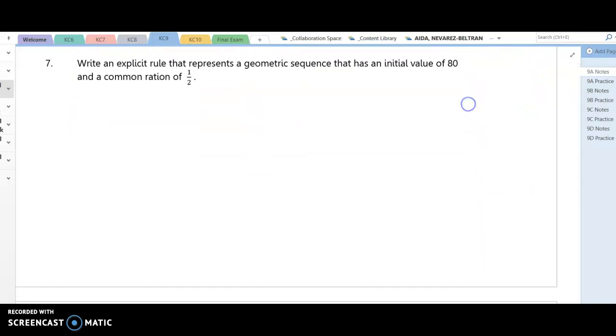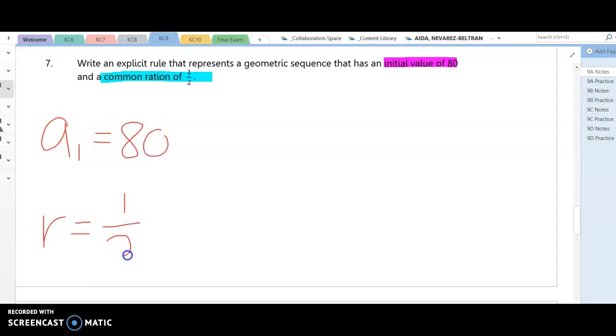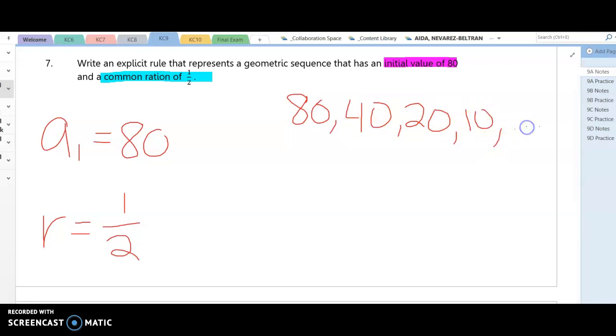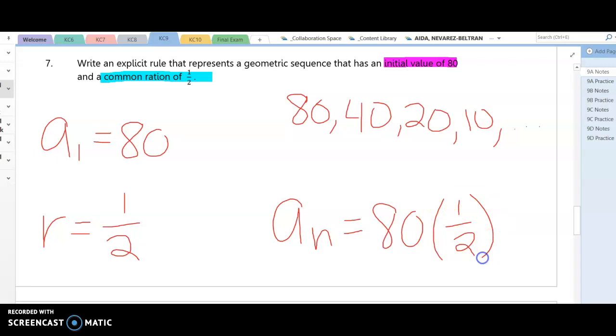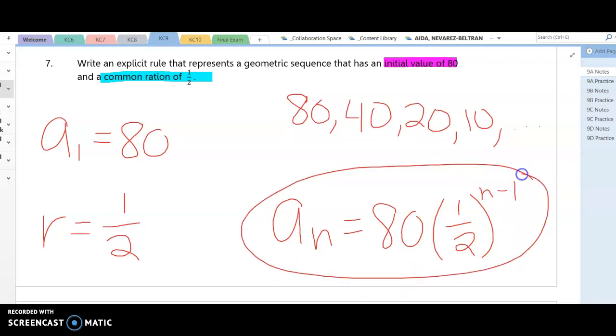Right? And then your next one, it's an explicit rule, represents a geometric sequence, initial value of 80, and then common ratio of 1/2. So your A1 is 80 and your common ratio is 1/2, right? Which means each time you're dividing by 2. So if you start with 80, your next number would be 40, then 20, then 10, right? Because you're dividing by 2 each time. Your ratio is 1/2. So you're writing the formula, we started with 80, and then each time we're doing 1/2, or we're dividing by 2.